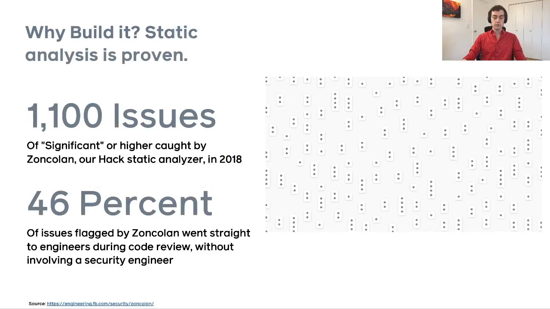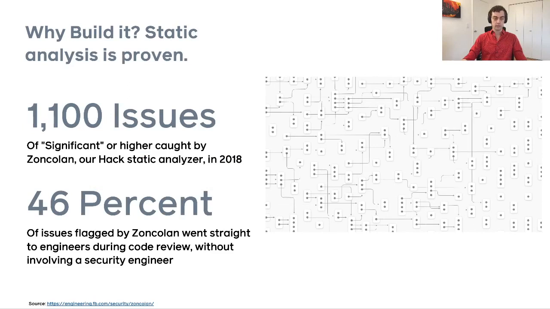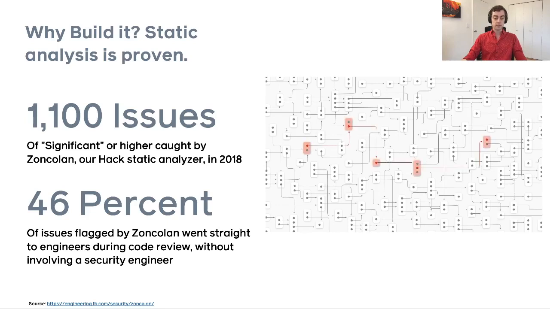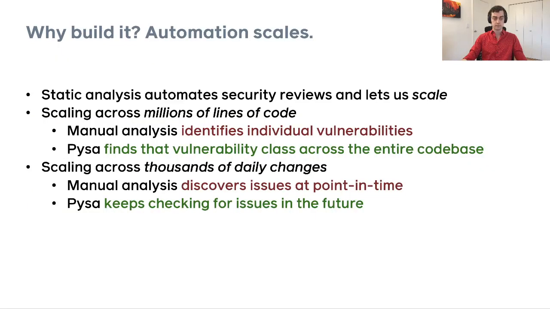Well, we knew from our work on Zoncolan that static analysis has a lot of potential. So when we previously talked publicly about Zoncolan, we said that it had found 1,100 issues of significant severity or higher. And 46% of those issues were able to be flagged directly to engineers writing their code rather than to security engineers. And that's an important number because that means those issues were high enough signal that they could be reported to engineers and we could be confident that they were going to be true positives.